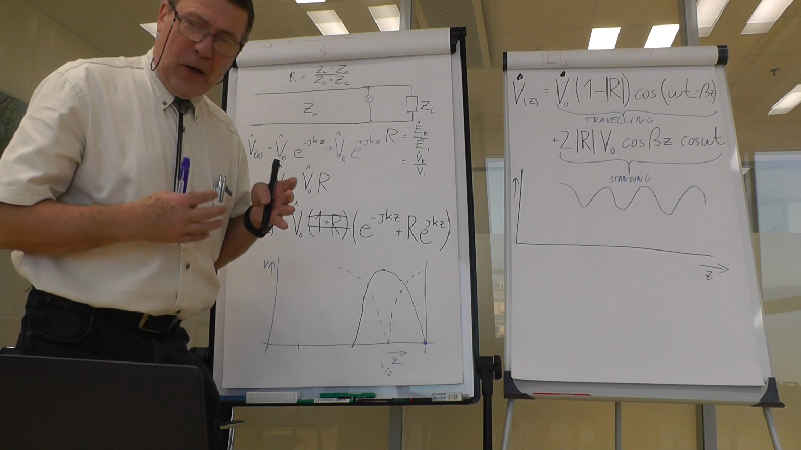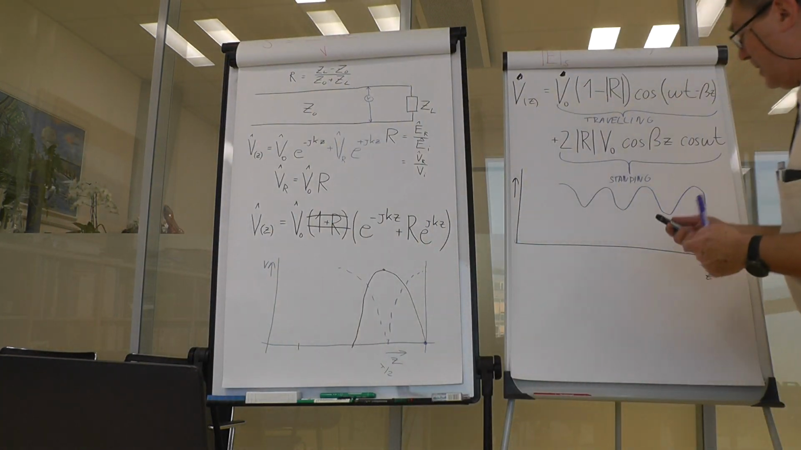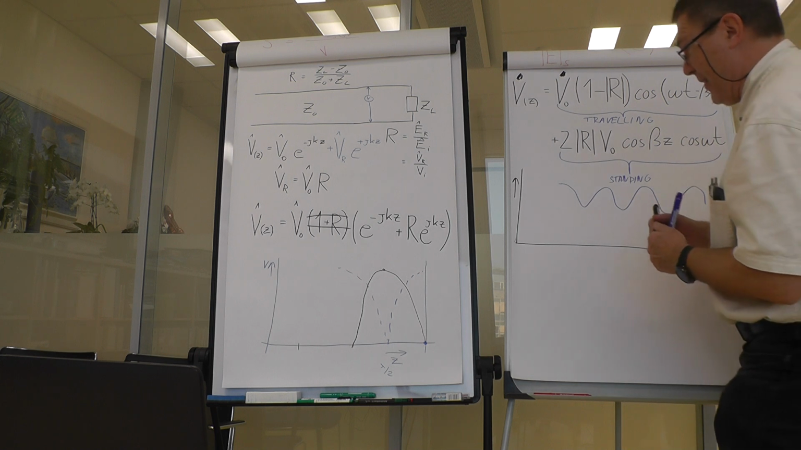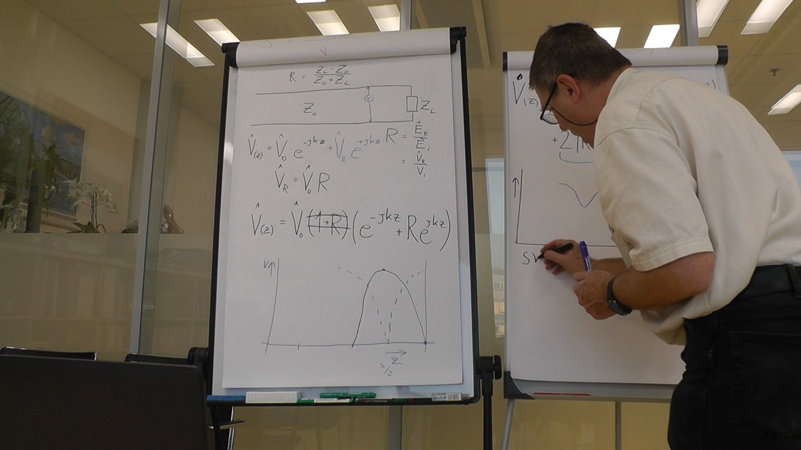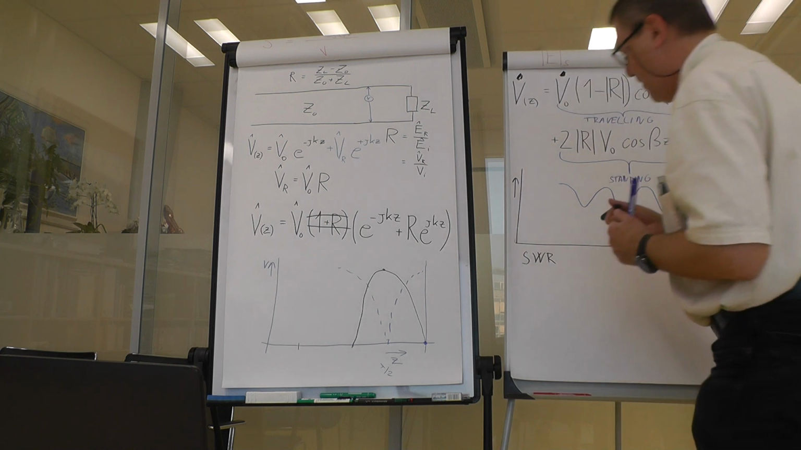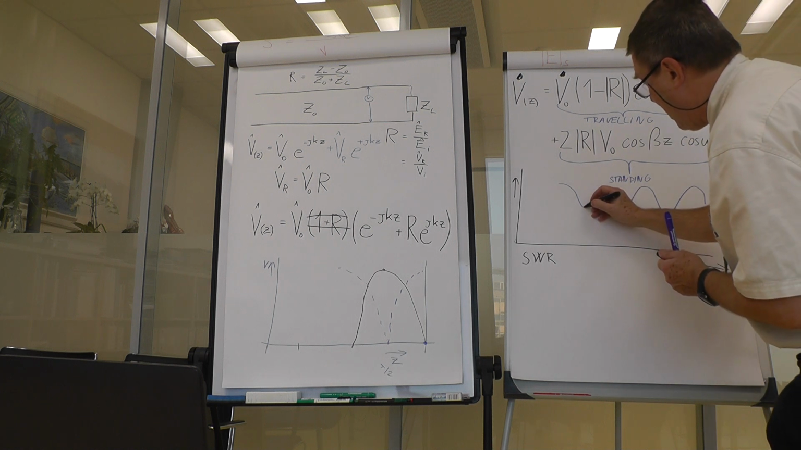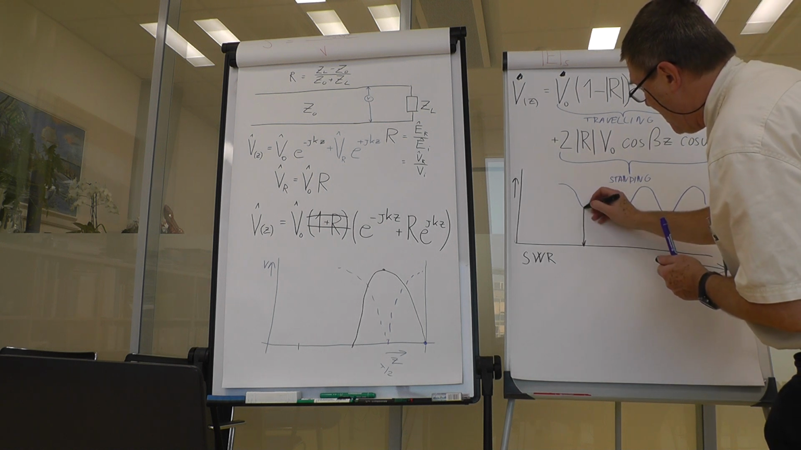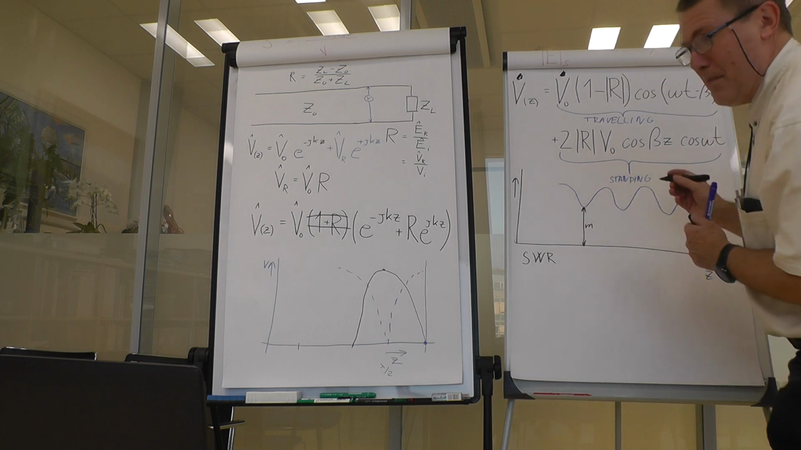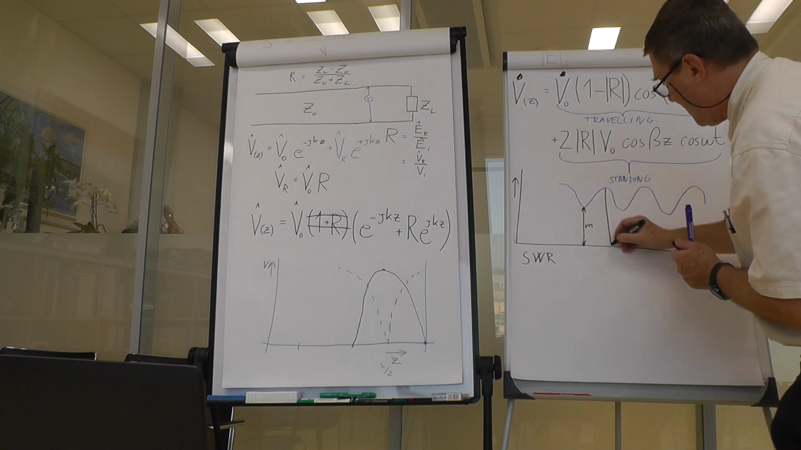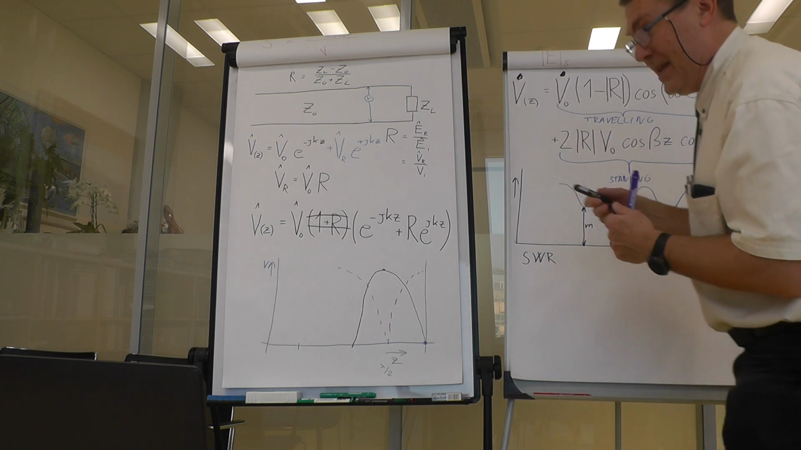To have that somehow quantified, we would possibly introduce a new variable or a new quantity, which is called standing wave ratio. And the standing wave ratio is defined by two values: the minimum, which I would express by small m, and the maximum, which I would express as large M.